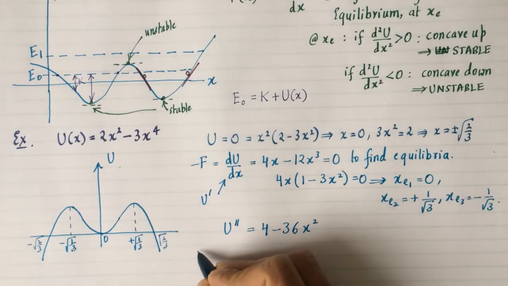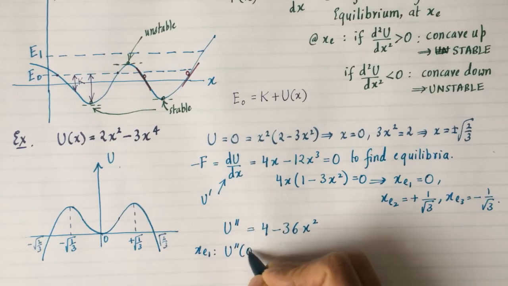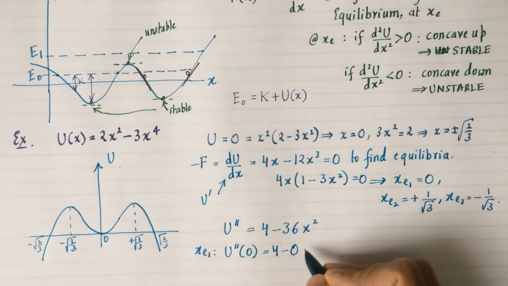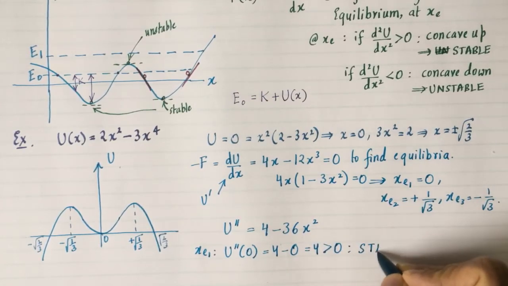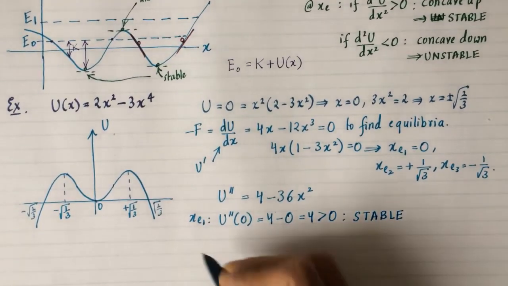All I have to do is evaluate it at each equilibrium point. So at xe1, u double prime at 0 would be equal to 4 minus 36 times 0, which is 4, which is bigger than 0. So indeed, that is the stable equilibrium point. That was obvious by just drawing the picture.